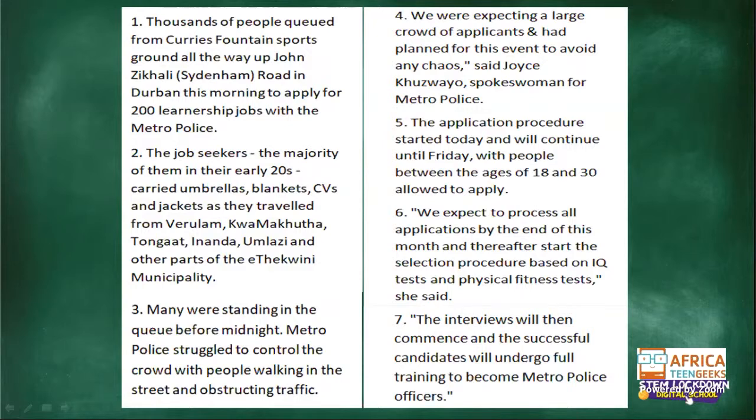Thousands of people queued from Kings Park Fountain Sports Ground all the way up John Ross Highway in Sydenham Road in Durban this morning to apply for 200 learnership jobs with the Metro Police. The job seekers, the majority of them in their early 20s, carried umbrellas, blankets, TVs, and jackets as they traveled from Verulam, KwaMashu, Tongaat, Inanda, Umlazi, and other parts of eThekwini municipality.